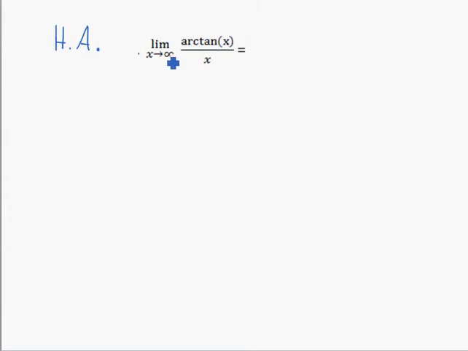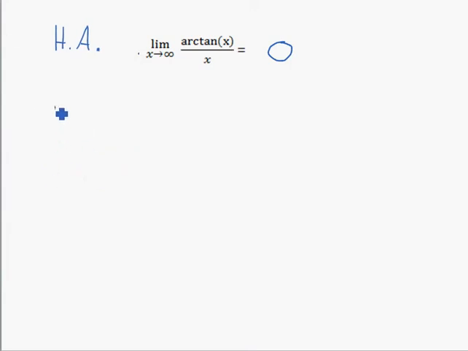And as x goes to infinity, x on the bottom is going to just keep getting bigger and bigger. So, in loose talk, we have something like pi over 2 over a huge number, getting bigger and bigger. And as the bottom gets bigger and the top stays the same, this thing eventually goes to 0.